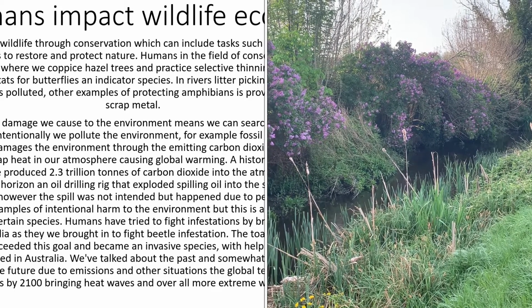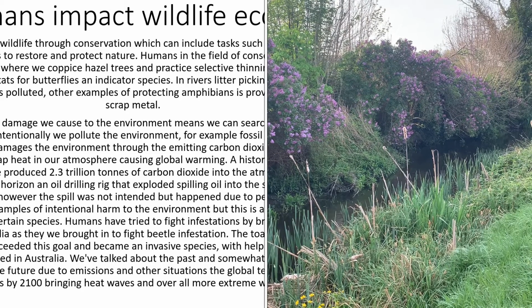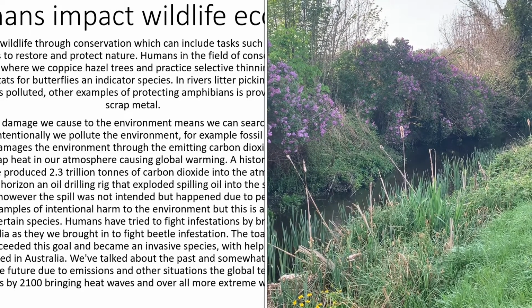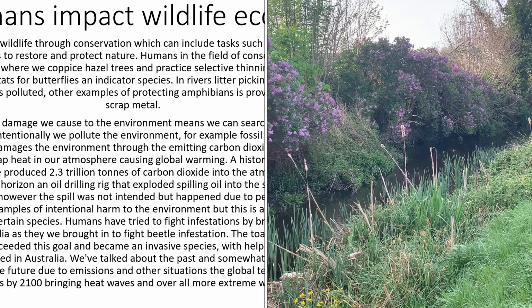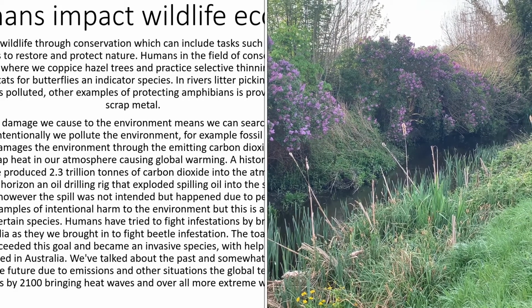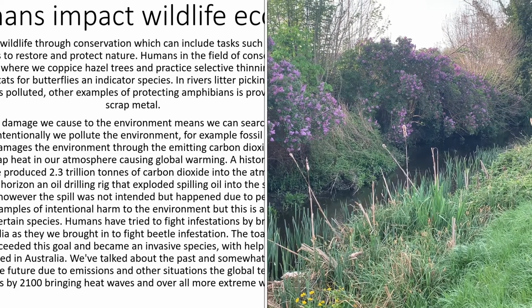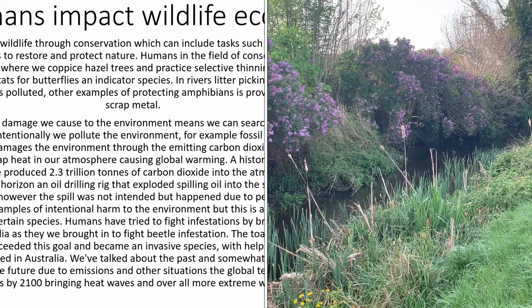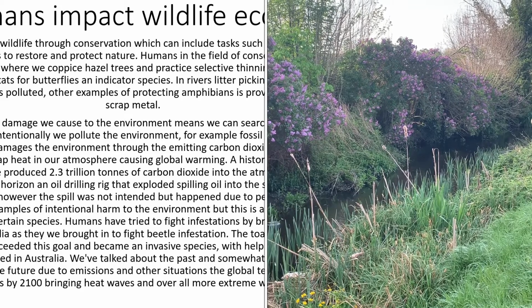Unintentionally, we pollute the environment. For example, fossil fuels are burnt to generate energy. However, this damages the environment through emitting carbon dioxide. These are known as greenhouse gases, which trap the heat in our atmosphere, causing global warming.